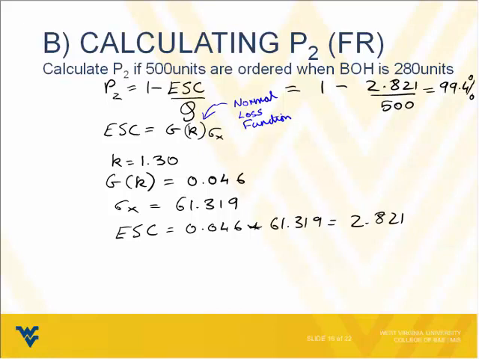So what did we use in table 3? We used k, because k was an input into the normal loss function. Table 3 gives you the output, G of k for each input of k. So we used 1.30, and then our normal loss function worked out to be 0.046.